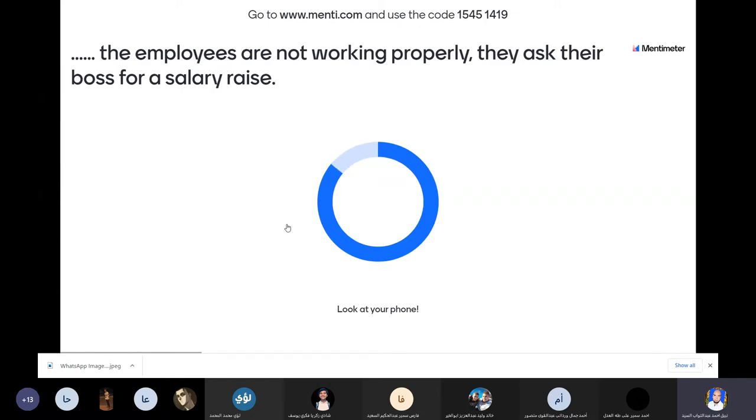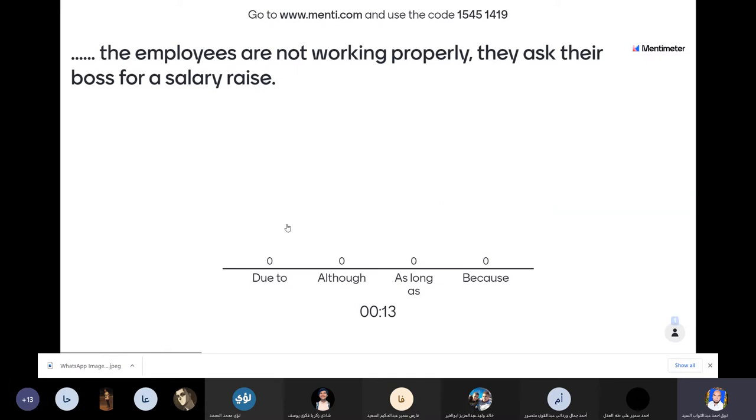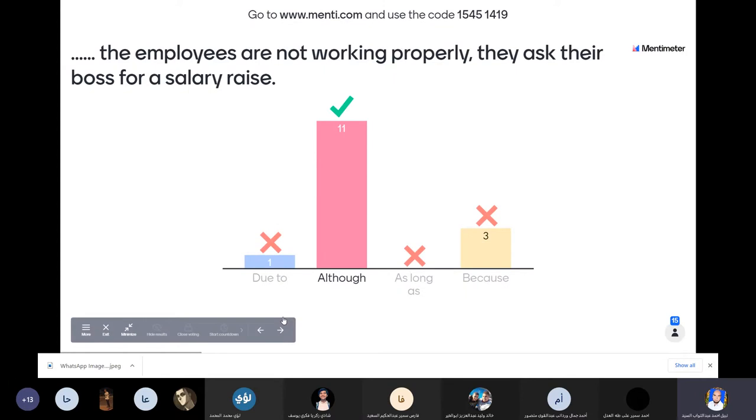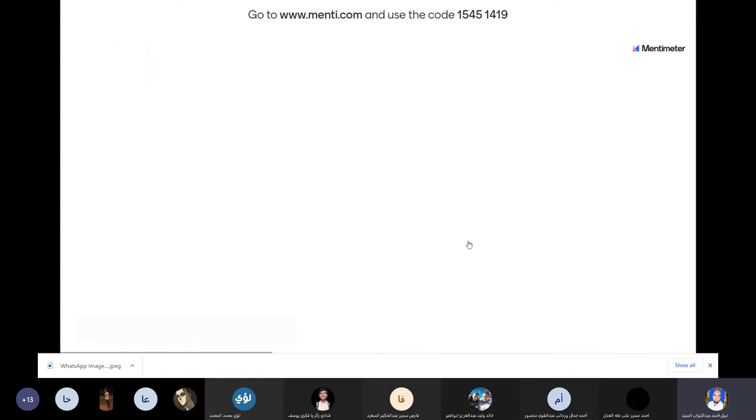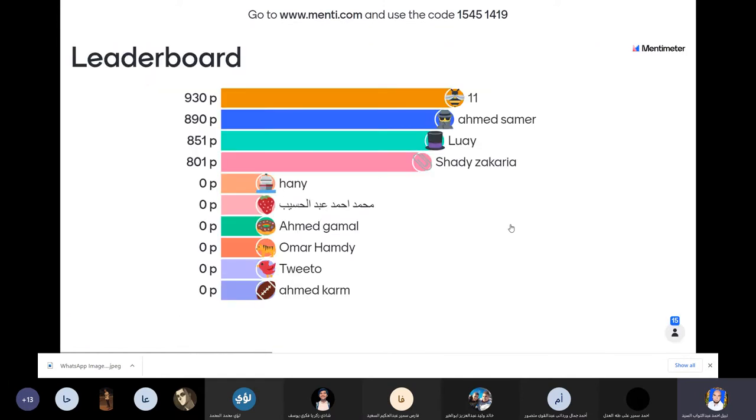The employees are not working properly. They ask their boss for a salary raise. Due to, although, as long as, because. The right answer is although. Yes, although.